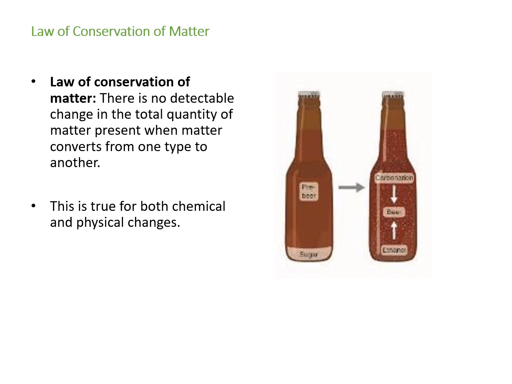When we talk about matter, we have to keep in mind the law of conservation of matter. This means that there is no detectable change in the total quantity of matter that's present when the matter converts from one type to another type. So if there's some kind of change that takes place, it doesn't matter if it's chemical or physical, then there's no detectable change in the quantity of what is present.